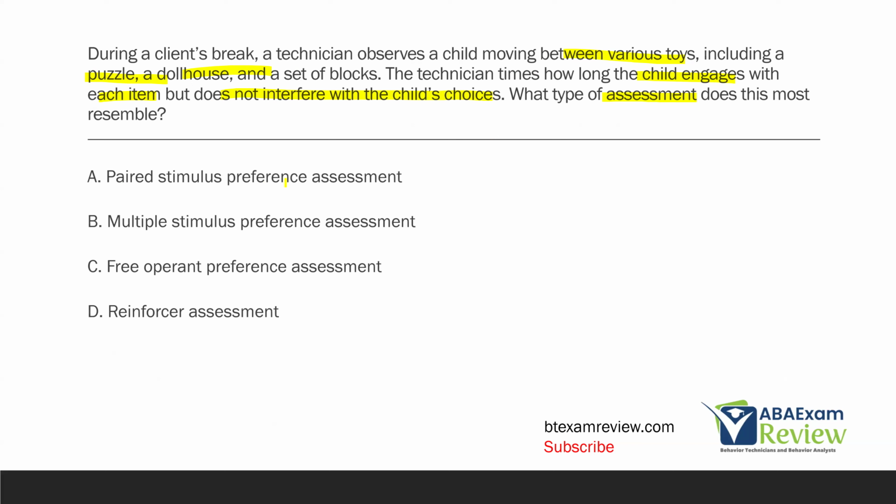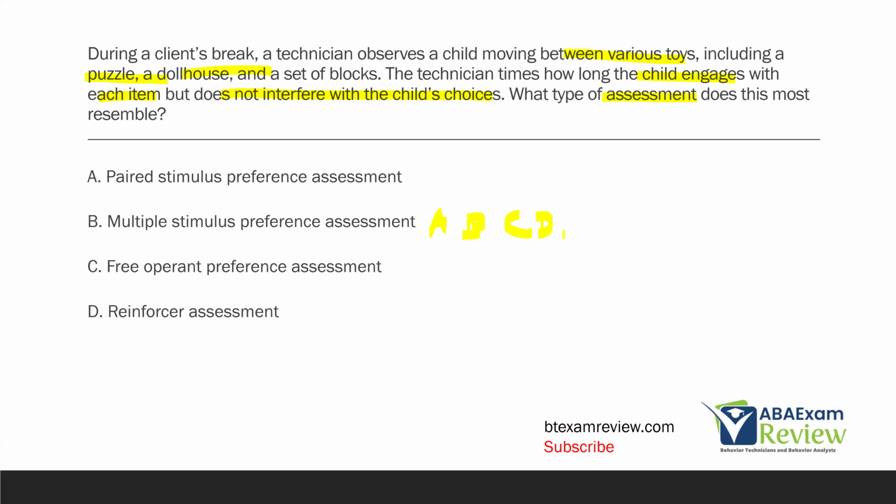With the paired stimulus or a forced choice, the choices are very contrived, right? There is interference with the choices because you're only giving a limited number of choices. Same with B, a multiple stimulus preference assessment. Even if we have items A, B, C, and D, there's only a certain amount of items that can be chosen. And once that item is chosen, it's going to either be removed or put back and replaced with other items. So we are interfering with the choices there.